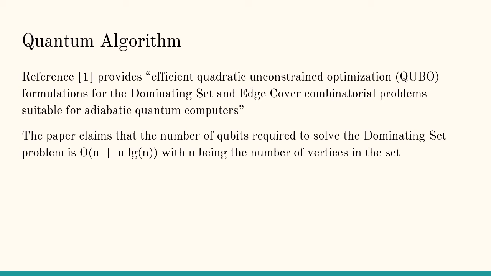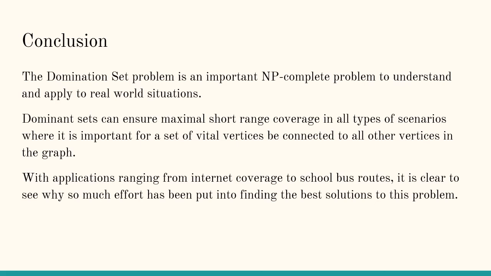Quantum algorithm. Reference 1 provides efficient quadratic unconstrained binary optimization, or QUBO, formulations for the dominating set and edge cover combinatorial problems suitable for adiabatic quantum computers. The paper claims that the number of qubits required to solve the dominating set problem is in the order of n + n log n, where n is the number of vertices in the set.